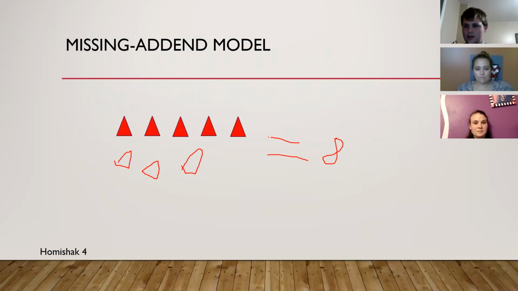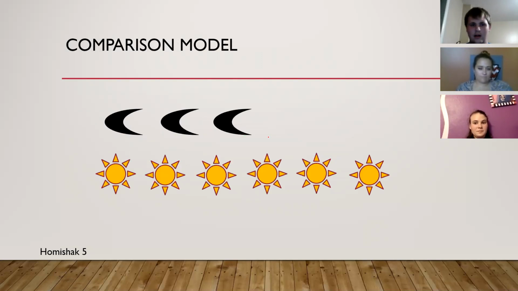And finally, we have the comparison model, which is just comparing 2 different objects. You could do all sorts of different things with it. You can find out the total number of objects. For example, there would be a total of 9 objects here. Or you could also do it with subtraction. You have 9 total objects and you know you have 6 suns, that means the other 3 objects must be moons by comparison.